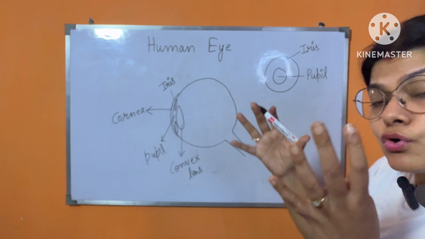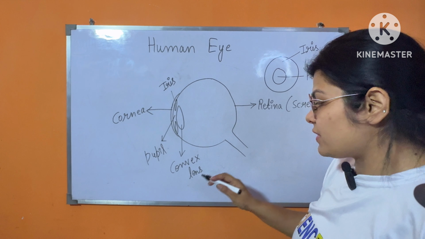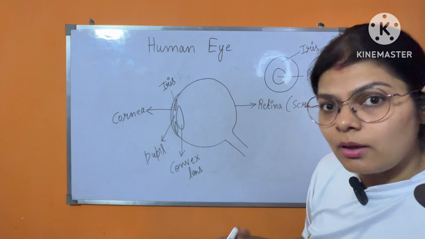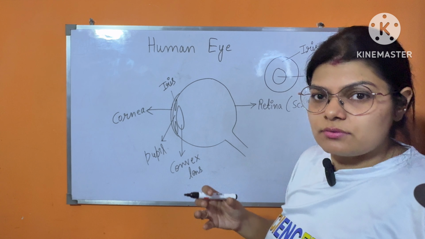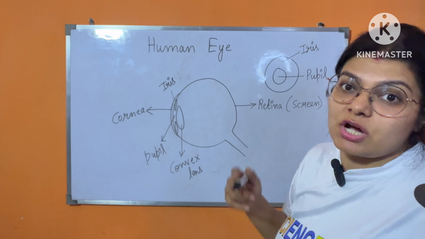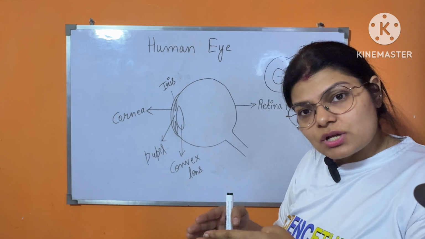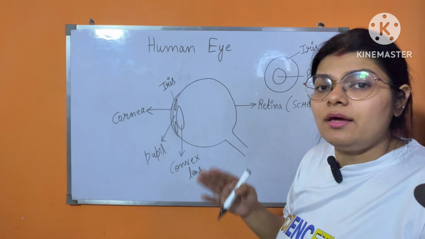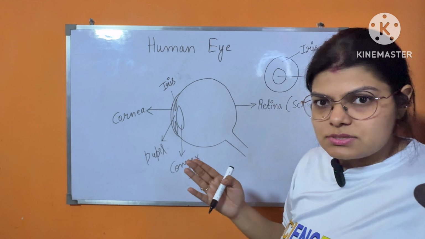Retina is basically a screen for your eyes. It forms an image of all the objects that we see in our surroundings. So which type of lens do we have? Convex lens. Why? Because it converges light so that we can form an image. If the light diverges, it will not come together and form the image. So we need a lens that converges the light so that the image can be formed on the retina, on the screen of our eyes.